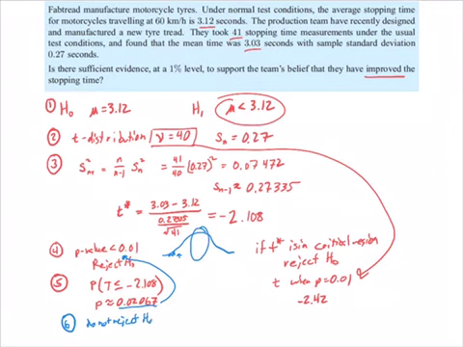Now it doesn't necessarily mean the null hypothesis is correct. It doesn't necessarily mean that the alternate is wrong. It just means we don't have enough evidence to reject the null hypothesis.